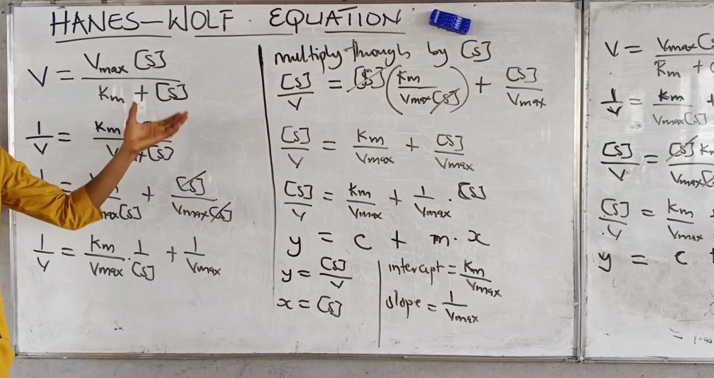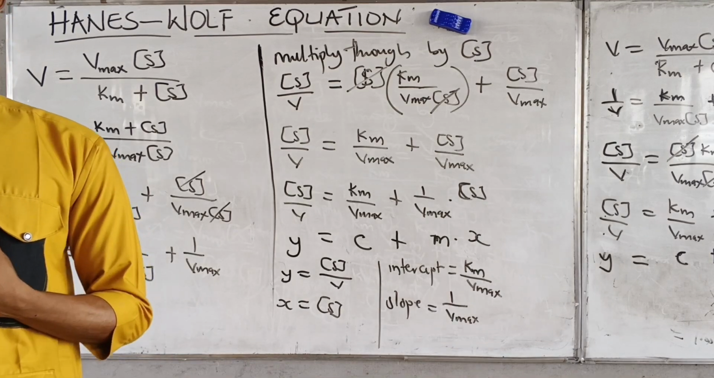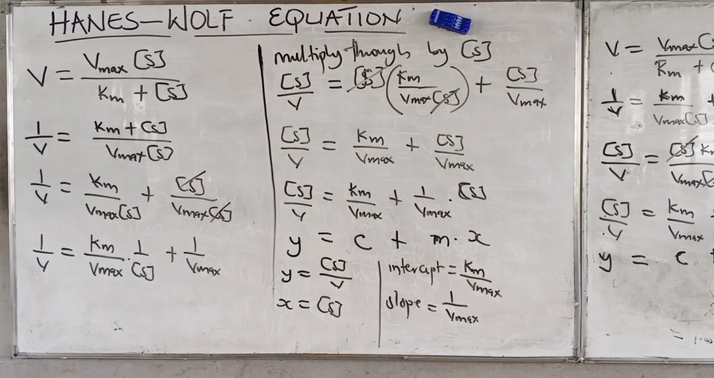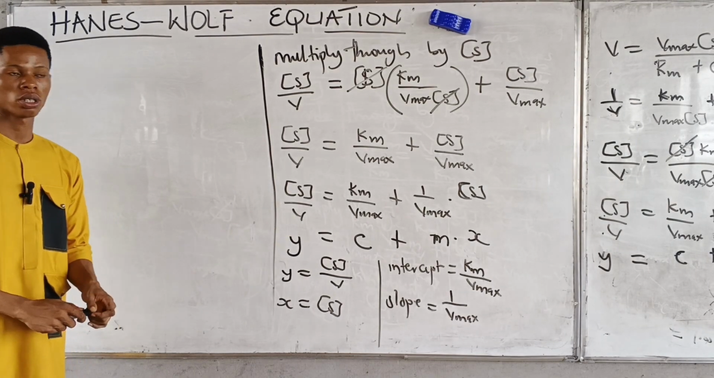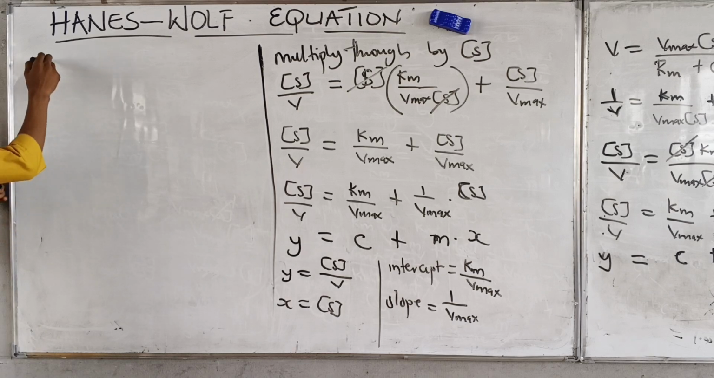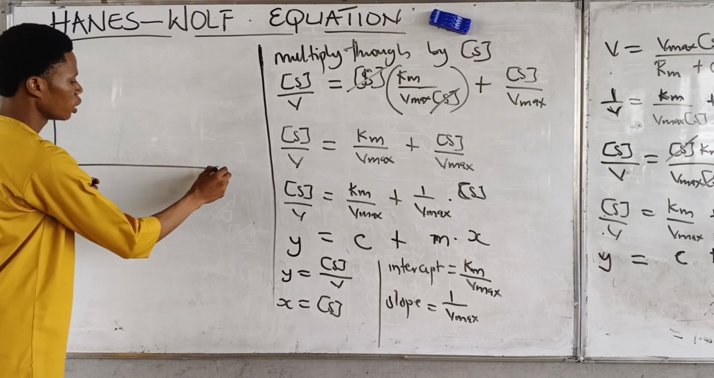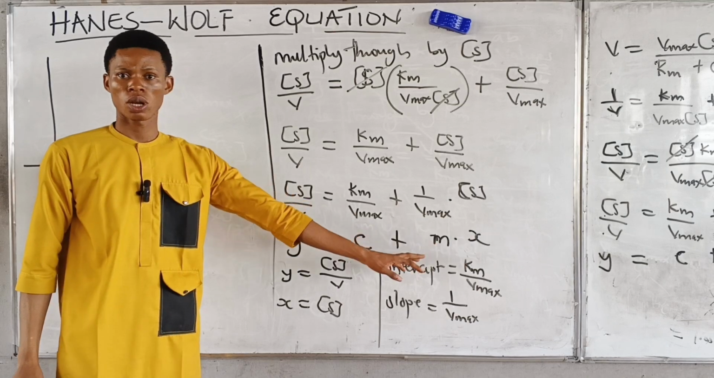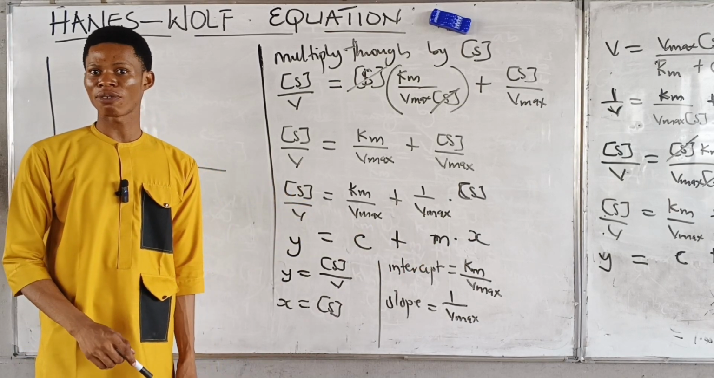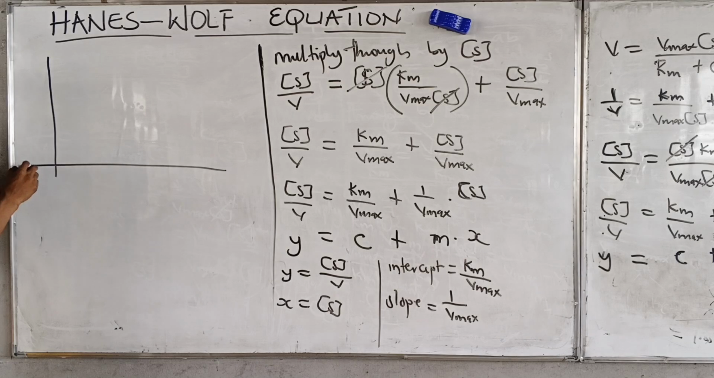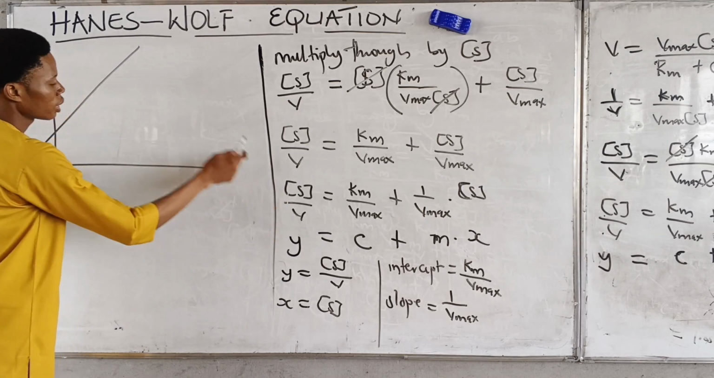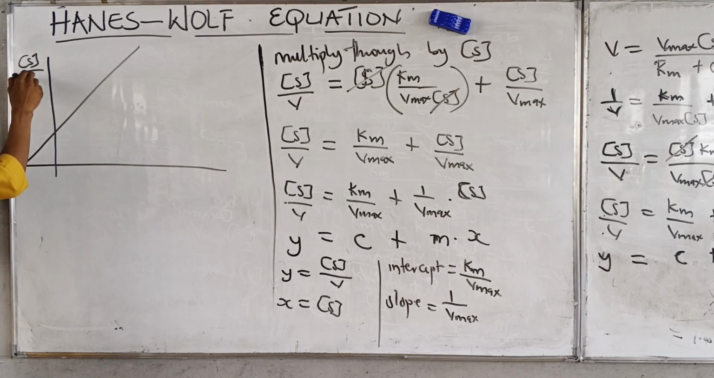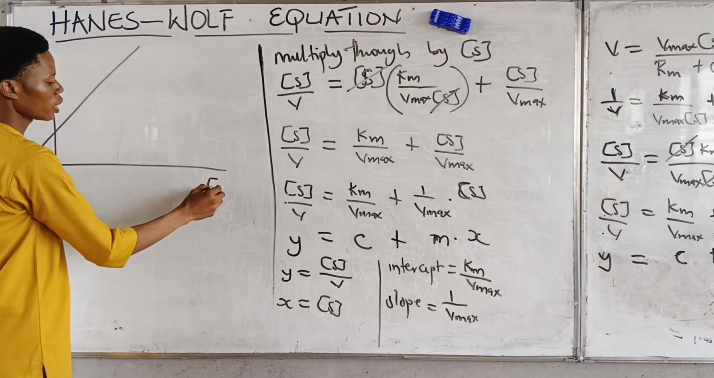Can I clean this so I can sketch the graph? Please write it down. Let me sketch the graph, then we'll take one. Now, if we are to sketch the Hans-Woolf graph, we'll have something like this. Now, is the slope positive or negative? So is it an ascending graph or a descending graph? Ascending graph, right? So we'll have something like this, just like Lineweaver-Burk. Now what are we plotting against what? We are plotting S over V against S.